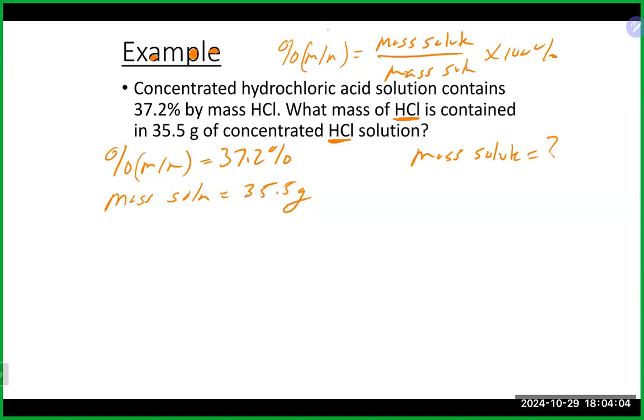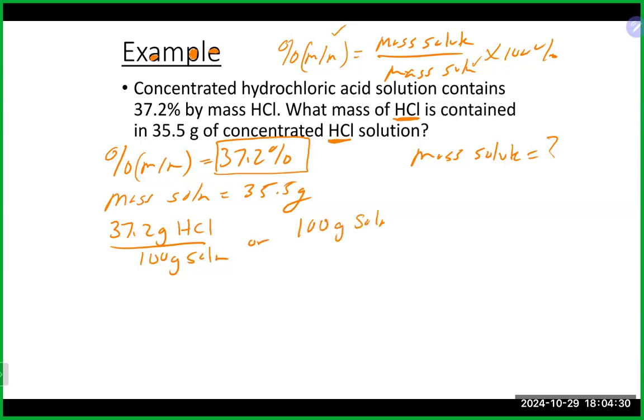So you obviously could, if you like to, just plug and chug into the equation there. You could also take a more dimensional analysis approach to the calculation, which is what I'm going to do. So basically that 37.2% means that I have 37.2 grams of HCl in 100 grams of solution. Or I could use it the opposite way as a conversion factor. 100 grams of solution would contain 37.2 grams of HCl.